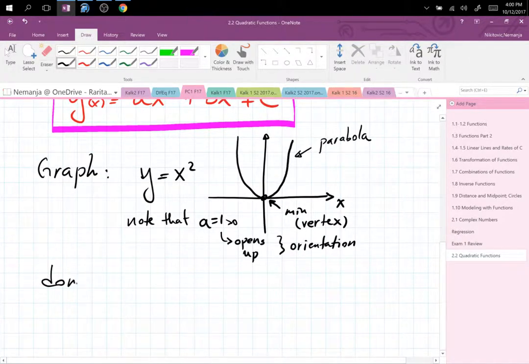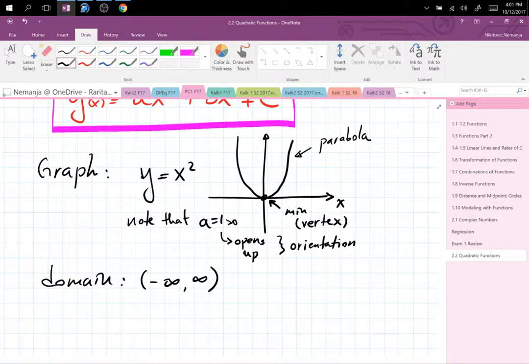Domain. What is the domain of this? Anyone? Domain? Negative infinity to positive infinity. X can be any value you can imagine, because any number you can come up with can be squared. Are we all agreeing on that? Perfect.